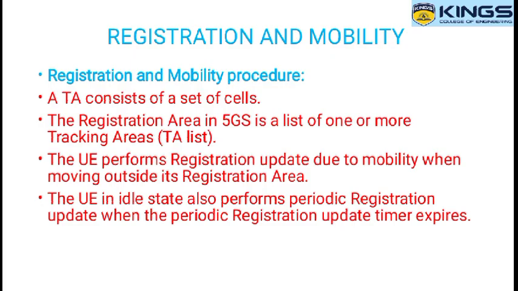Registration and mobility: the registration mobility procedure. A tracking area, TA, consists of a set of cells. The registration area in 5G is a list of one or more tracking areas. The UE performs the registration update due to mobility when moving outside its registration area. The UE in idle state also performs the periodic registration update when the periodic registration update timer expires.